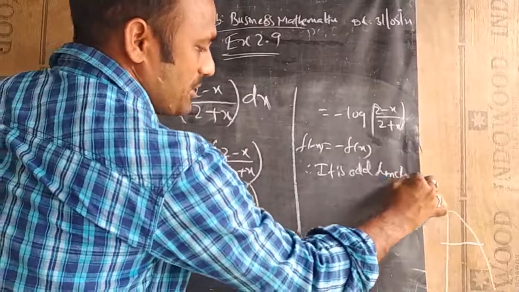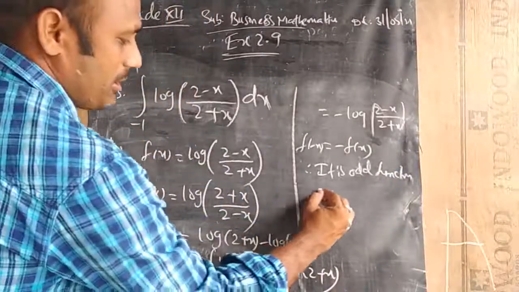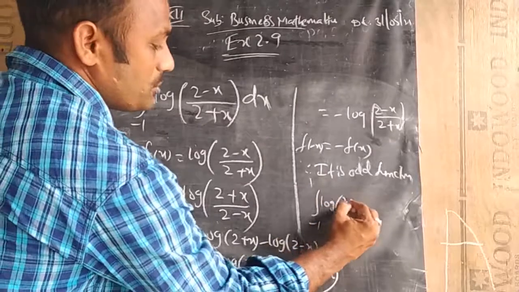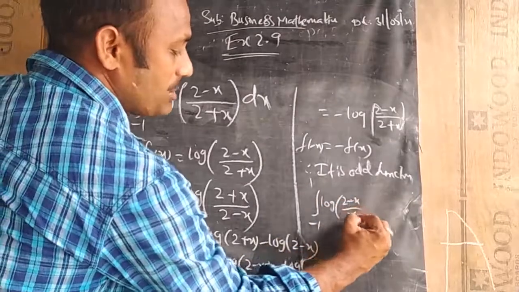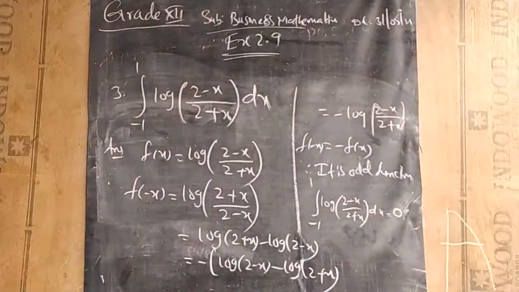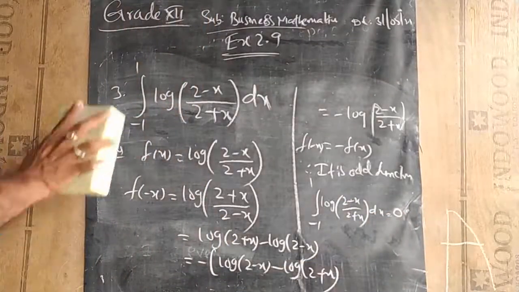So if a function is odd, then what are we going to get here? Integral from -1 to 1 of log of (2 minus x) by (2 plus x) dx is equal to 0. Let us see the next question.